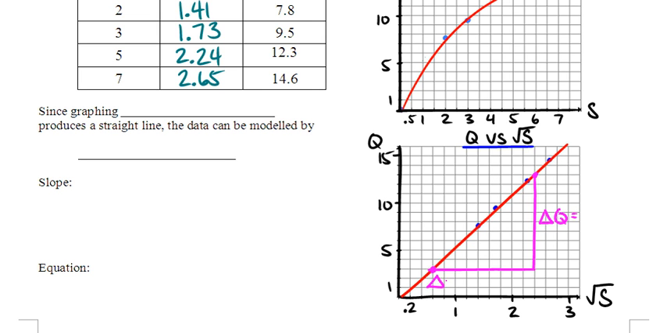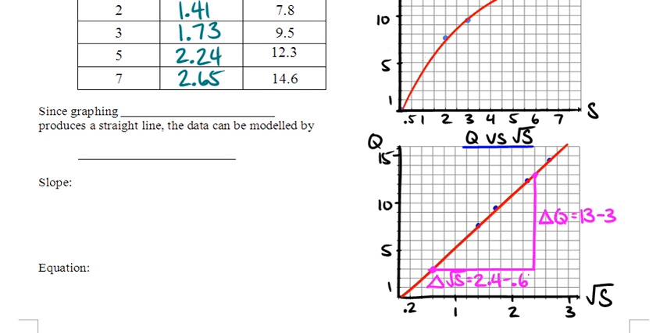We want to show delta q. We want to show delta root s. And it's big minus small. So on mine it looks like 13 minus 3. Yours might be different though, so pick your own. And my root s looks like 2.4 minus 0.6.